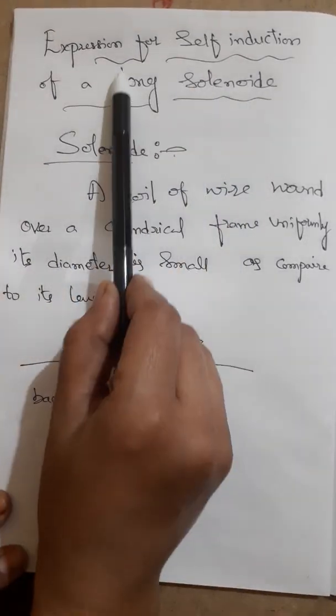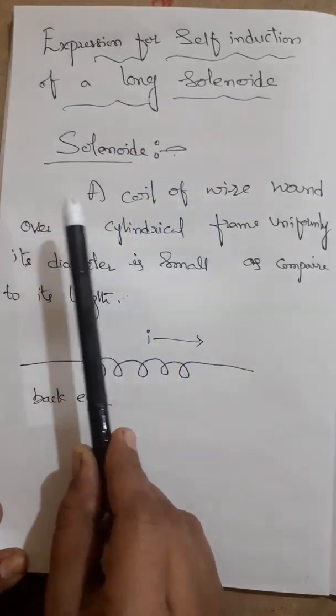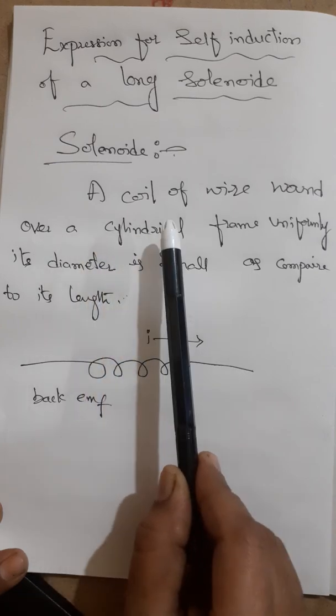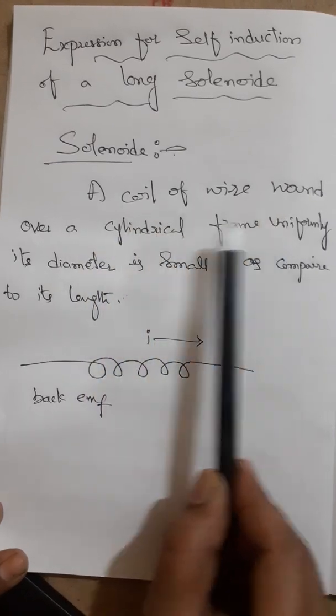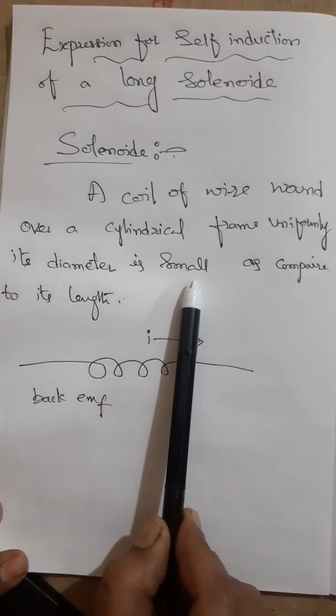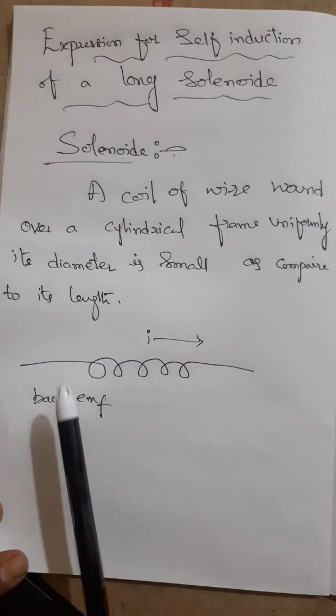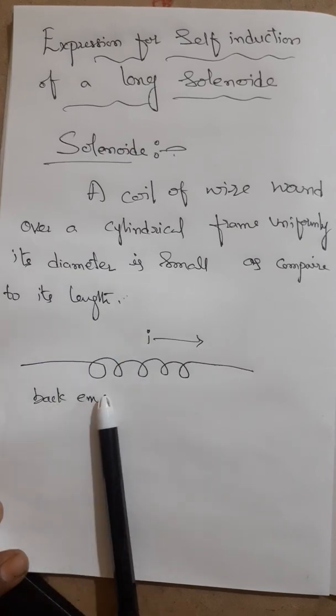So before giving the expression for the self-induction of a long solenoid, first of all we should know what a solenoid is. A solenoid is nothing but a coil or a wire wound over a cylindrical frame uniformly. Its diameter is small as compared to its length. So now we are going to find out the self-induction of this solenoid.